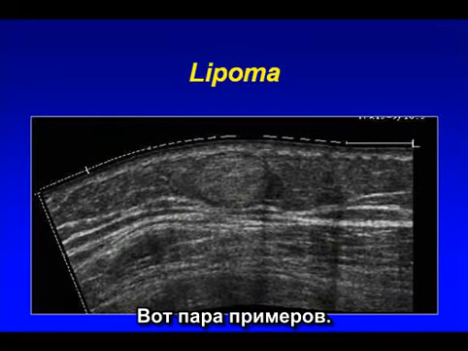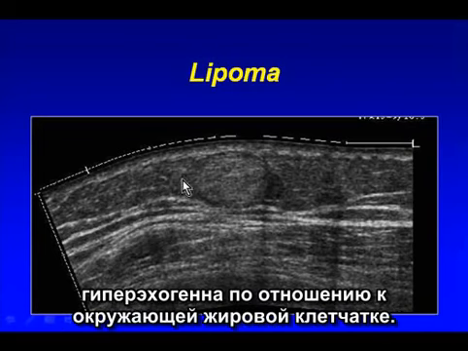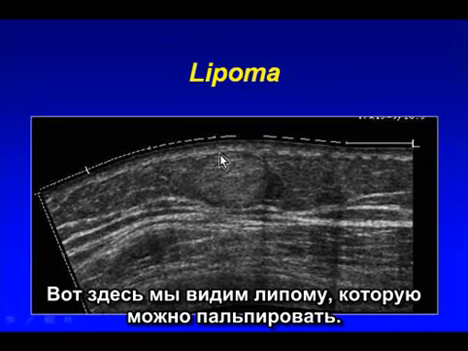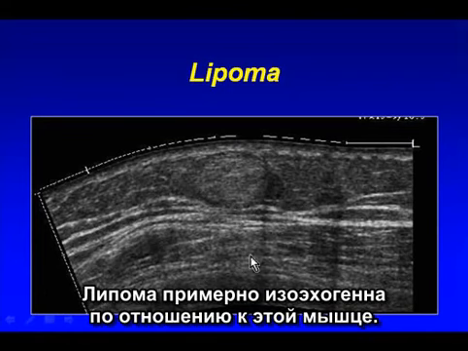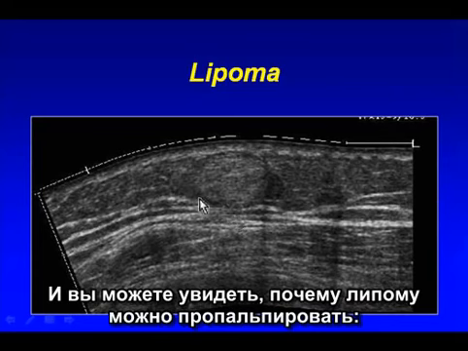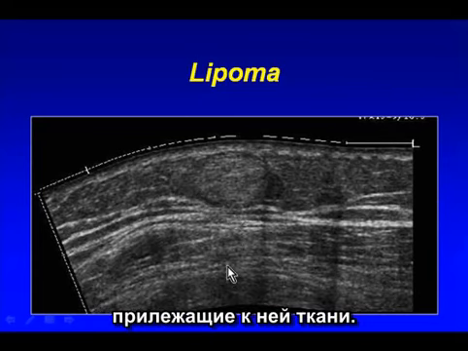Now some examples. Here is a lipoma that's slightly hyperechoic to its adjacent fat. Here's the lipoma here. It was palpable. Here's the underlying muscle. It's about isoechoic to the underlying muscle. And you can see why it's palpable, because it does deform slightly the tissues around it.